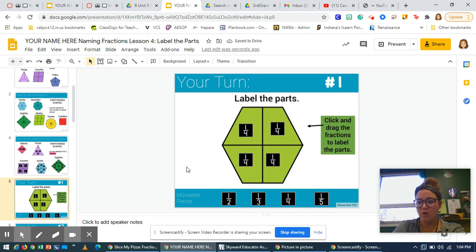All right, guys, I hope that this lesson helped you remember how to label different parts of shapes and fractions, and that you guys learned something new. Don't forget, Notre Dame, numerator and denominator.